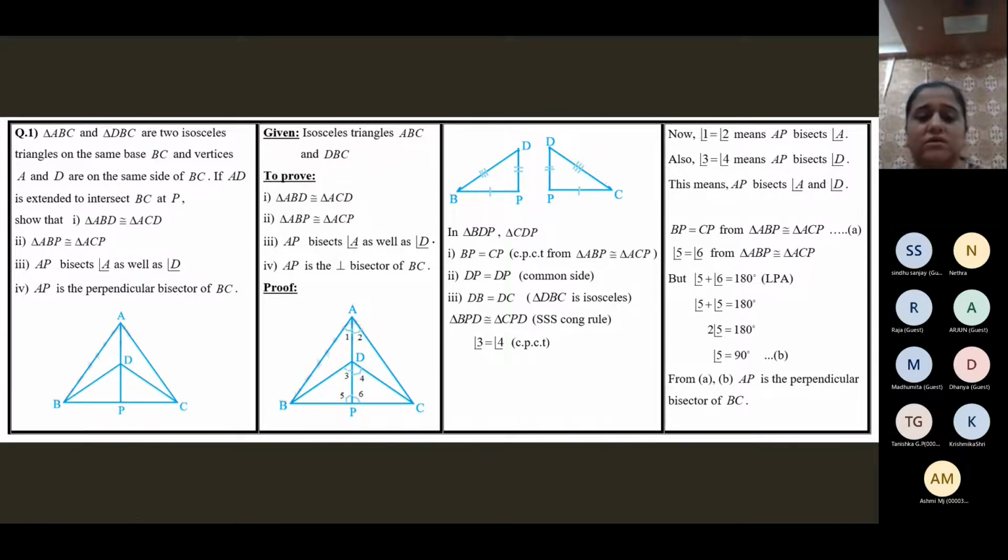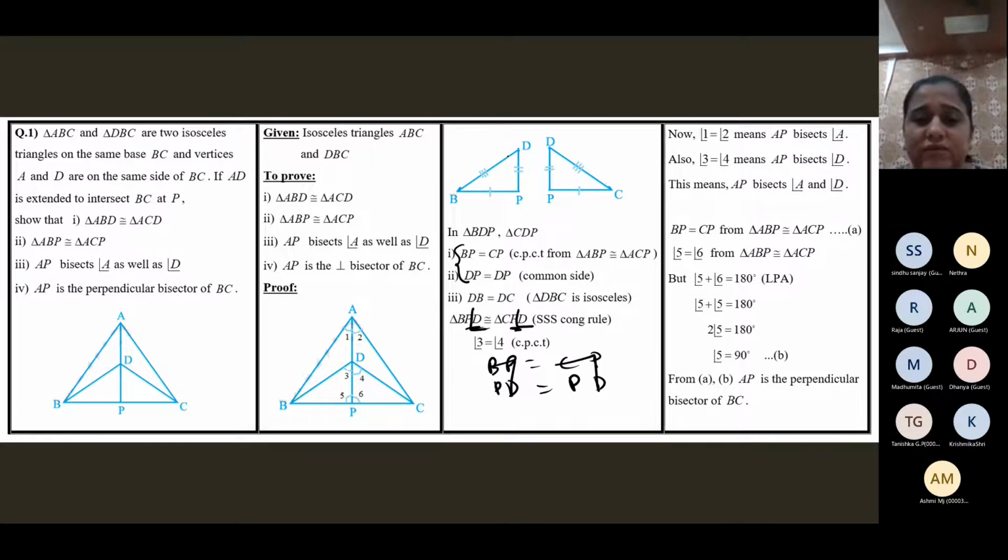To write the order, just take up any two equalities. BP is equal to CP. The next one is DP. That letter which is common is P. Write that first. PD is equal to DP. Write P first. So see, BP, PD. BPD is the first triangle. CPD is the second triangle. BPD, CPD, SSS rule. So angle D is equal to angle D, CPCT.